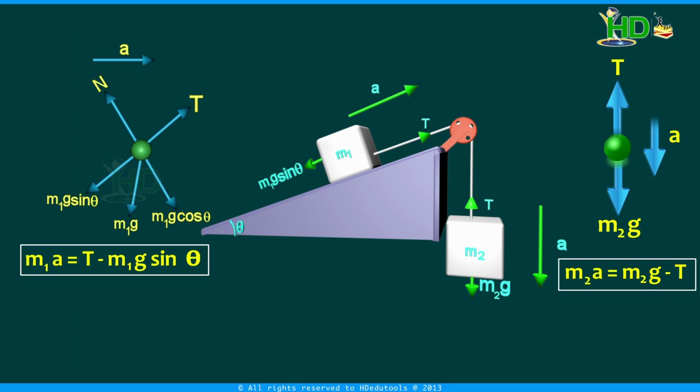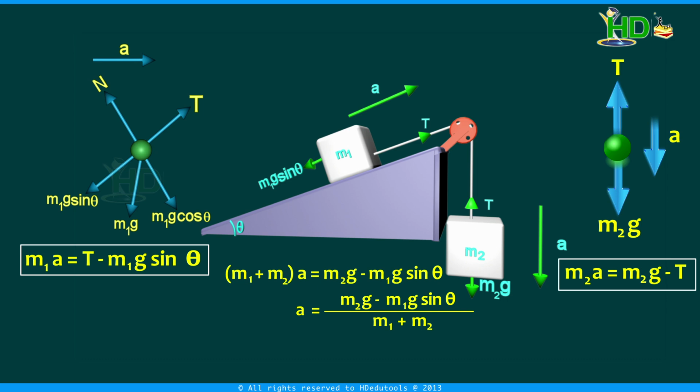Using these two equations, we can write the expressions for acceleration and tension. On solving these two equations, we can write (M1 plus M2) into a. This is equal to M2g minus M1g sin theta, or a equal to (M2g minus M1g sin theta) by (M1 plus M2). This is the expression for acceleration. Now substituting acceleration in the expression T equal to M2g minus M2a, we get the tension developed in the string. Tension T equal to M1 M2 g into (1 plus sin theta) by (M1 plus M2).